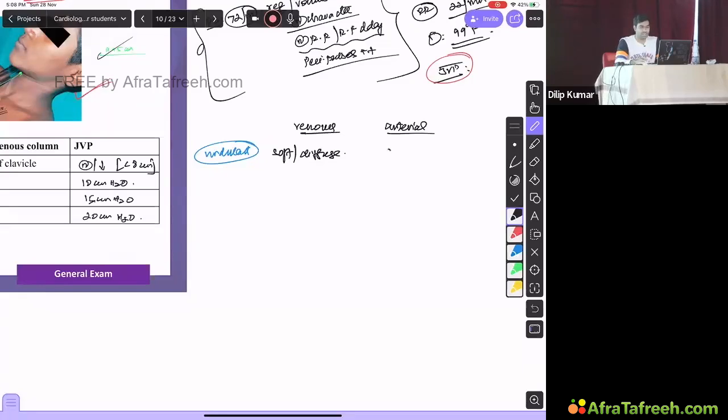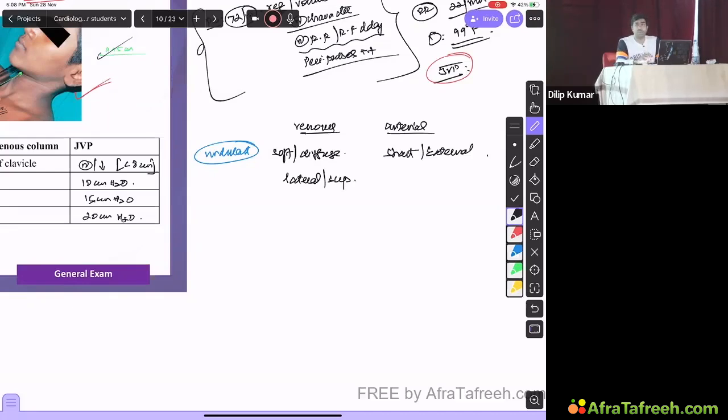Whereas arterial pulsations will be very sharp and external pulsations. It will be very well localized. In one particular area, you will be able to see the pulsations if it's arterial. Venous pulsations will be lateral and more superficial. Venous pulsation will be more lateral to the neck and more superficial, whereas arterial pulsations will be more medial and deeper. It won't be superficial.